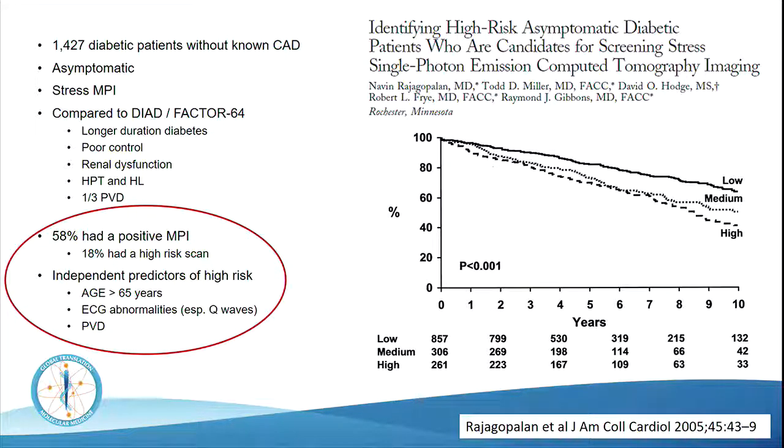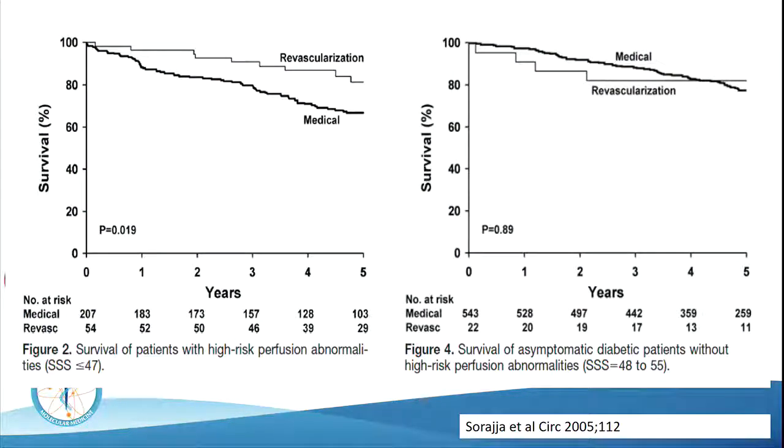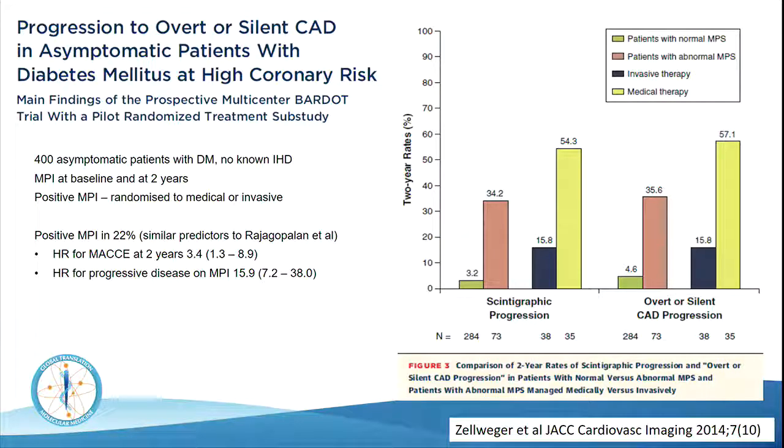Those patients tended to be older and have ECG abnormalities and peripheral vascular disease. And importantly, those patients with a high-risk score had a much lower survival than their normal counterparts. This group also gave us this data, which is not randomised, but showed that those patients with a high-risk score who underwent revascularisation had a better survival compared to patients who were treated medically. Other groups have had similar findings.